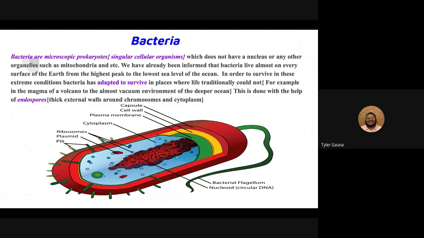Bacteria have a thick external wall around the chromosome and the cytoplasm. That endospore protects it from anything that is trying to kill it. That's why bacteria cells are hard to kill, because you have to eliminate that endospore in order to kill it.